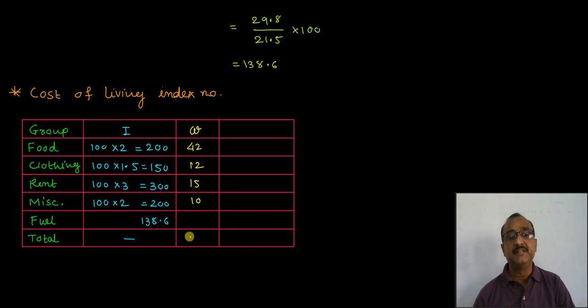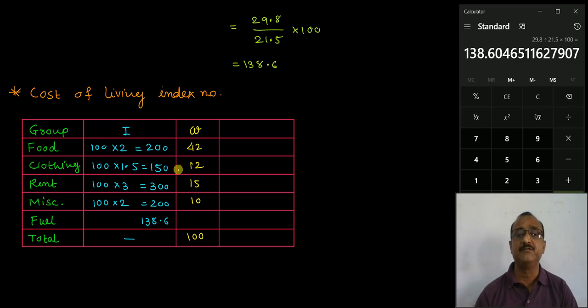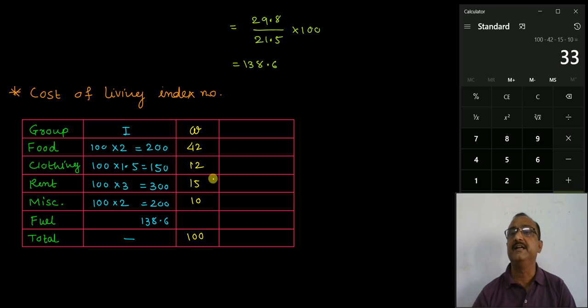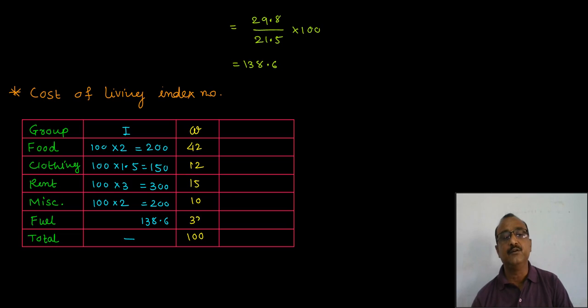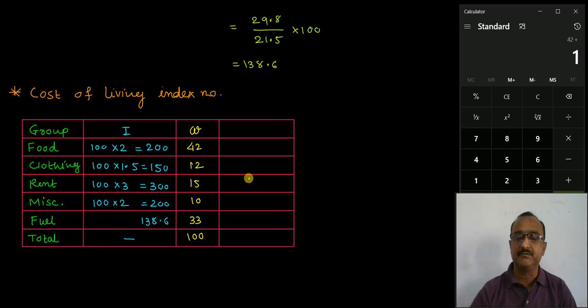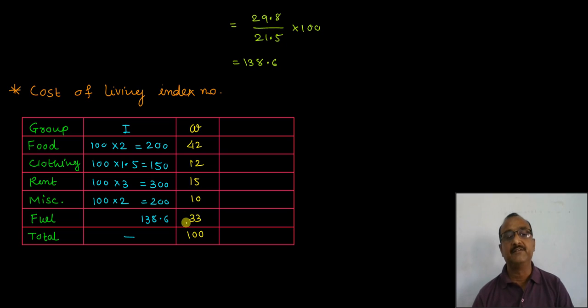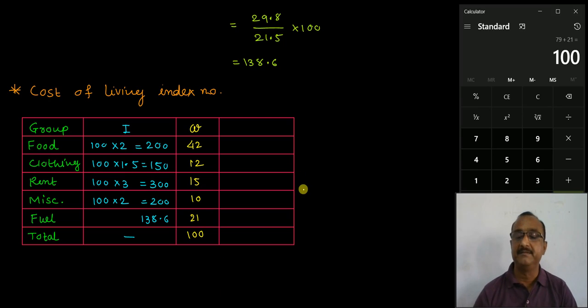So remember that if expenses are given, the total of W is always 100, not every time. What do we do? 100 minus 42 minus 15 minus 10 equals 33. Let me check again. 42 plus 12 plus 15 plus 10 equals 79, and 79 plus 21 equals 100. So the share is 21. I made a mistake earlier, so 100 minus 42 minus 12 minus 15 minus 10 equals 21.